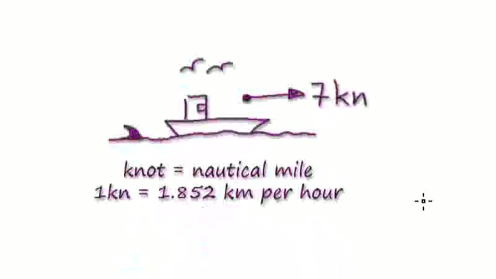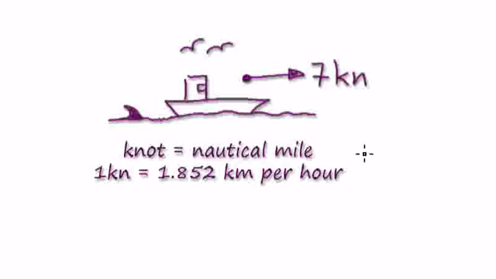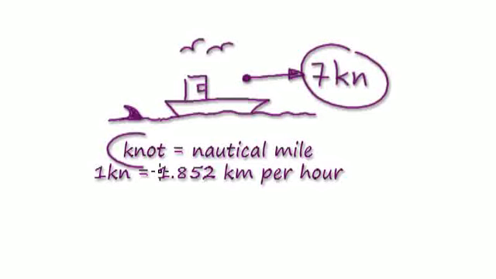Okay. All right. Next problem here. So say you're in a boat. You're traveling in a boat here. The boat is traveling at 7 knots. Now this knots here is spelled like this, and it stands for nautical mile here.